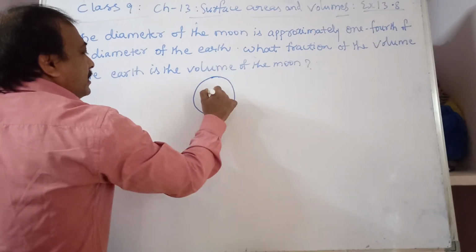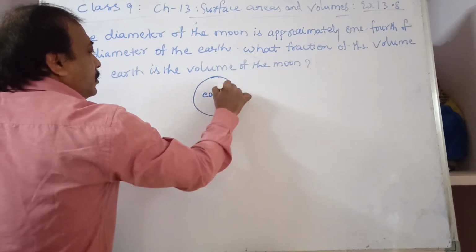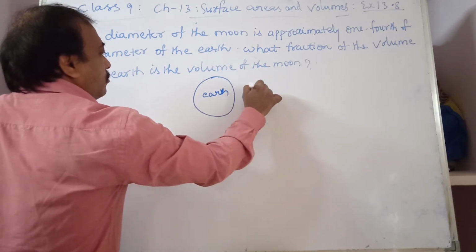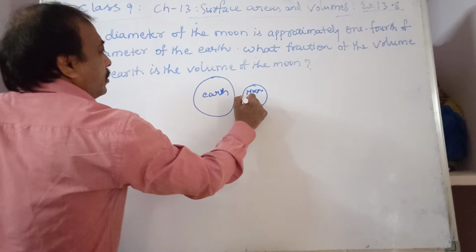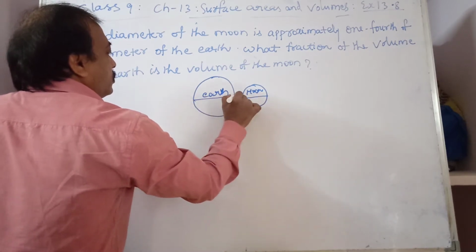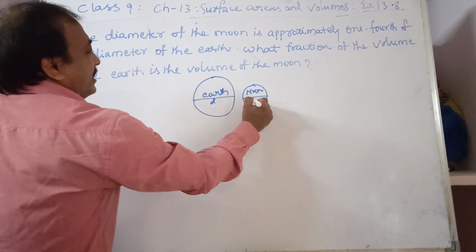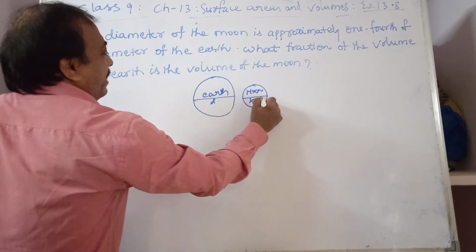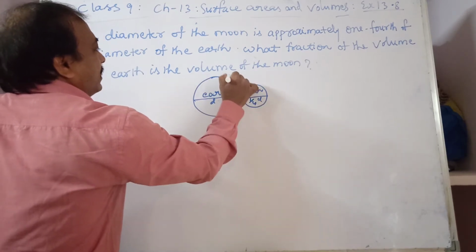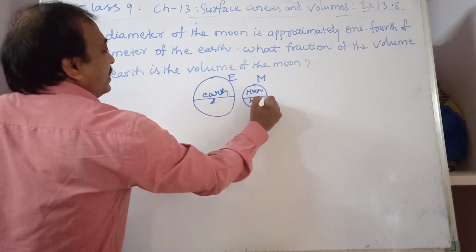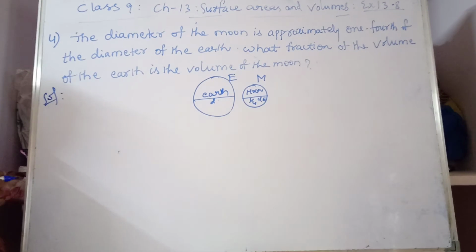This is the earth and this is the moon. Earth and moon. So this is the diameter of this, and this is 1/4 of the diameter of the earth. This is earth and this is moon. So 1/4 of the diameter of the earth.